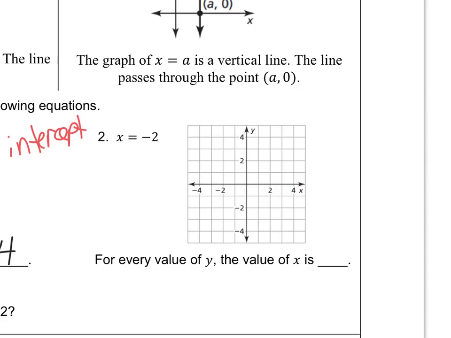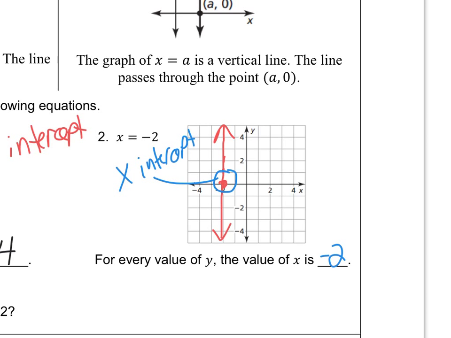So I'm going to put a dot. I'm going to go out my x-axis and I'm going to put a dot at -2. And then for every value of y that I can come up with, x is going to be -2. So I'm going to go ahead and draw my line for that. And if I look, this is crossing my x-axis at -2. That is my x-intercept. So the value of x is -2.